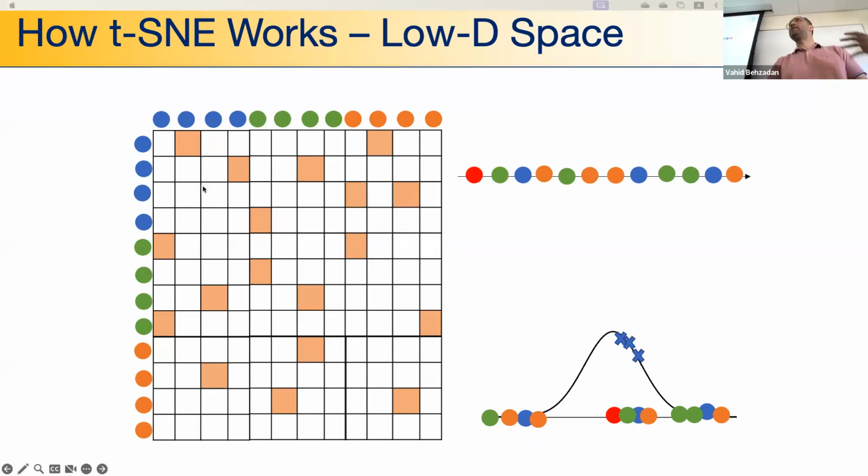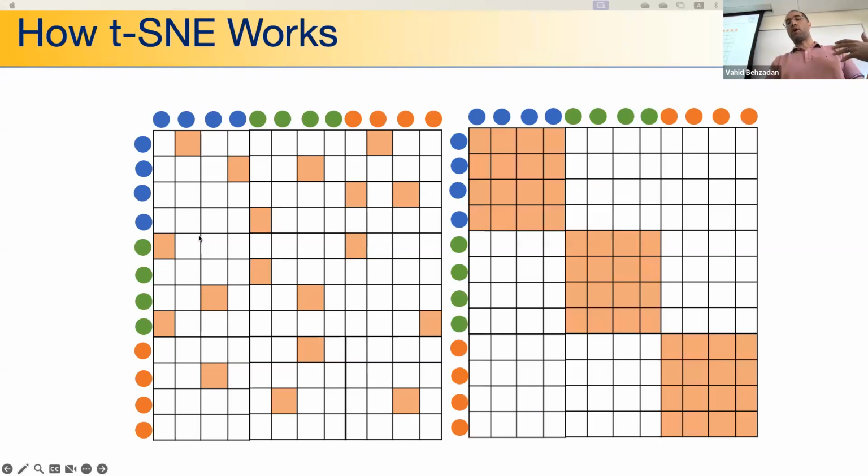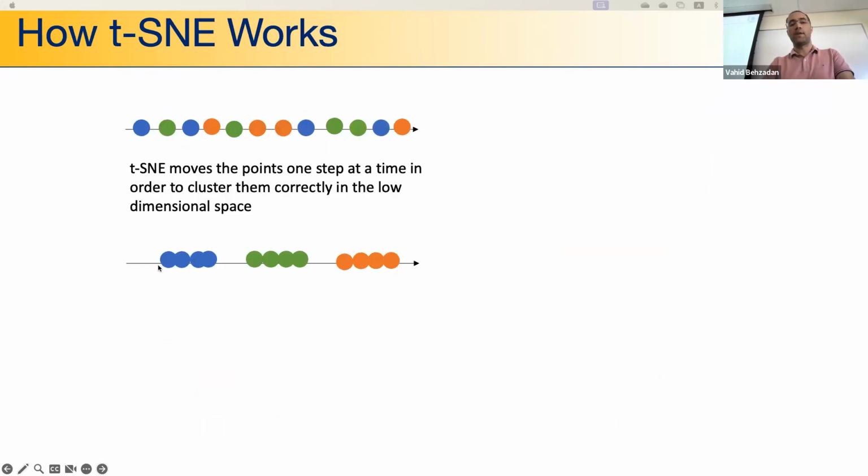Now, we will create an adjacency matrix like this. And our goal is to move from here to here in order to match the similarities. So this matrix represents the similarity in the high dimensional space. And this one represents the similarity with the random projection. So our goal is to keep moving these orange boxes until we get something similar to this. So the algorithm of t-SNE tries to move the points one step at a time in order to cluster them correctly in the low dimensional space. So we just try moving these dots.